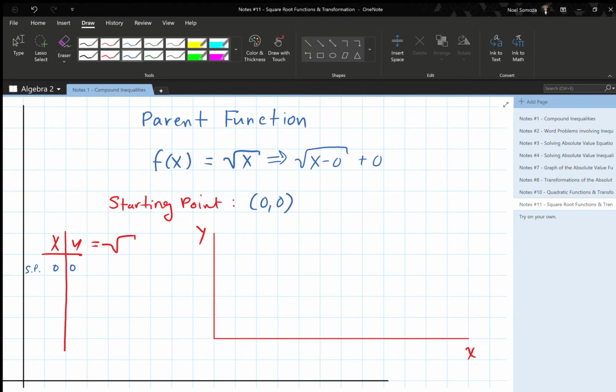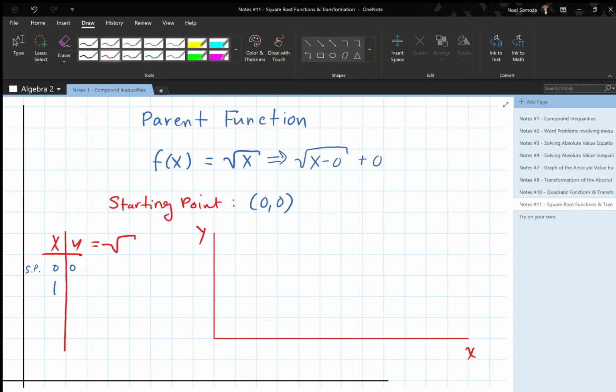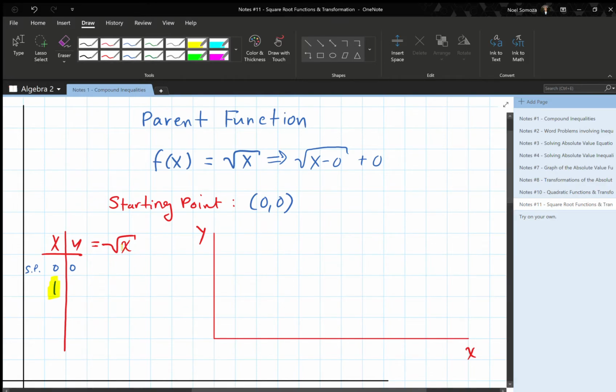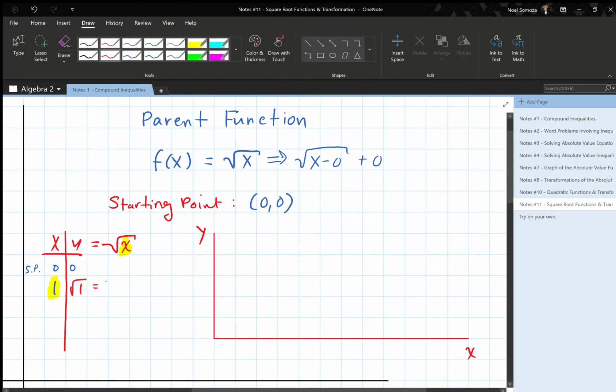So after 0, what would be a nice number to use? 4, what else? Even before 4. I heard it. 1. Let's use 1. If you use 1, what's the square root of 1? It's 1, okay? So you want to be strategic about what you use as an input. So we're going to take 1 and you're going to plug it in for your x value, okay? So now we'll get square root of 1, which is 1.